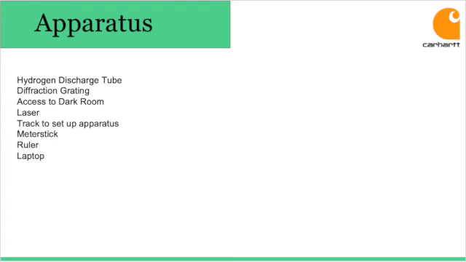So for our apparatus, we have a hydrogen discharge tube, diffraction grating, access to a dark room, laser, track to set up the apparatus, meter stick, ruler, and finally a laptop.